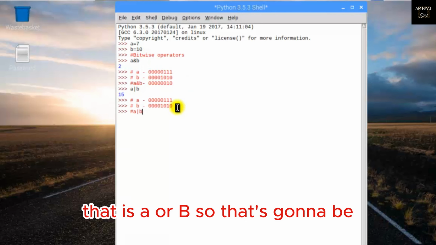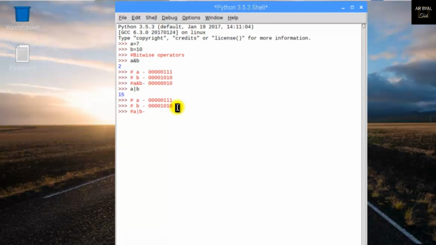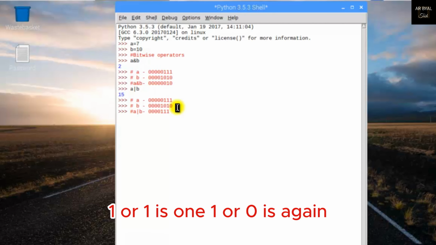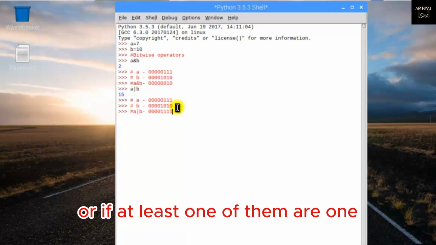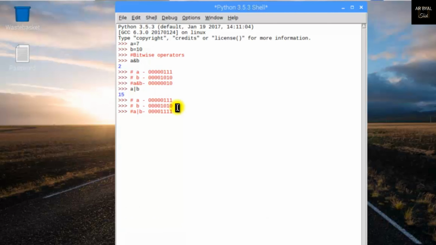So that's going to be 0 or 0 is 0, 0 or 0 is 0, 0, 0, 1, 1, 1 or 1 is 1, 1 or 0 is again 1. The or is 1 if any one of them is 1, or if at least one of them is 1. Okay, enter. So we got A or B.